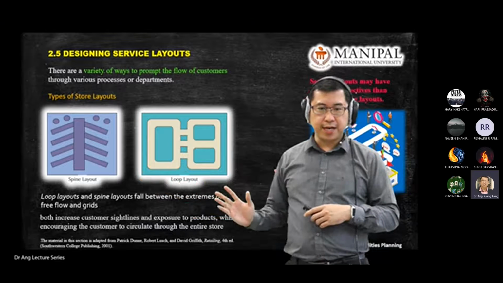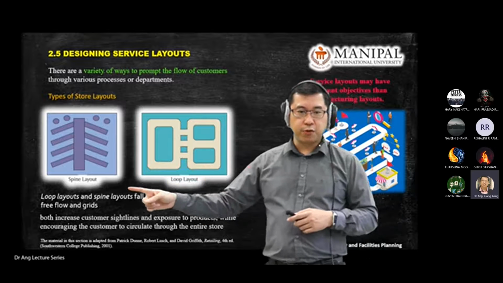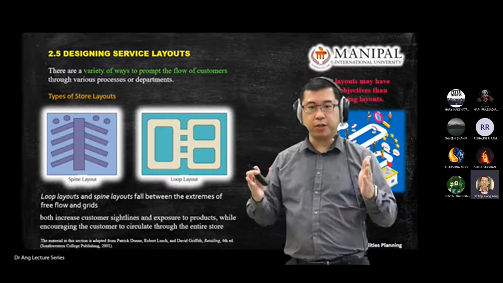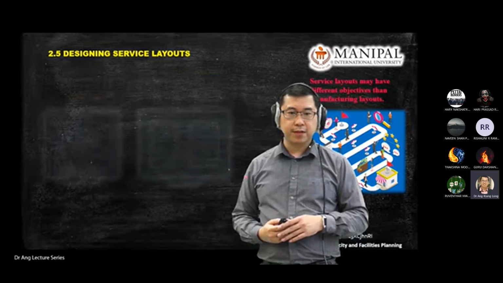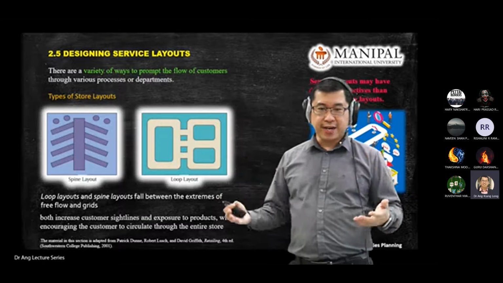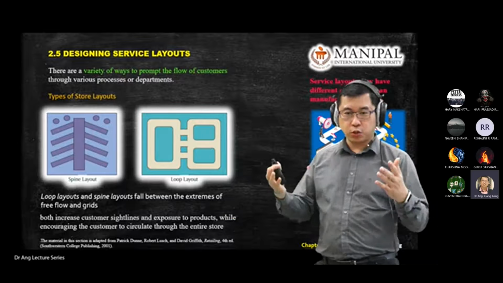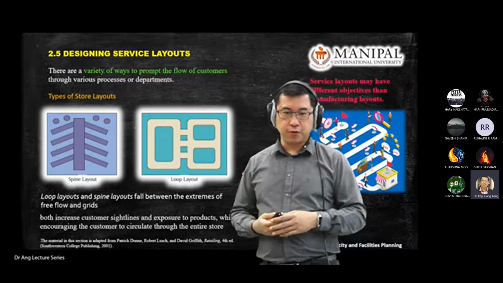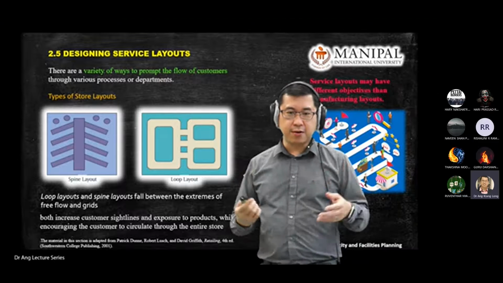characteristics of the spine layout and the loop layout. Again, these two fall between the free flow and the grid just now. Again, there's no best layout for operation. You just need to choose whatever is suitable for that particular marketing style, right?